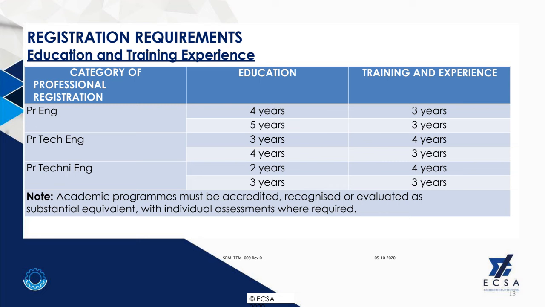Over and above, what might not be falling here has to go through the substantial equivalence process, under the auspices of those that are coming from unaccredited qualifications, or qualifications that are not known by ECSA, that number 3 and number 4, and those that have gone through the recognition of prior learning as well. So this is very, very critical in terms of knowing the number of years required.